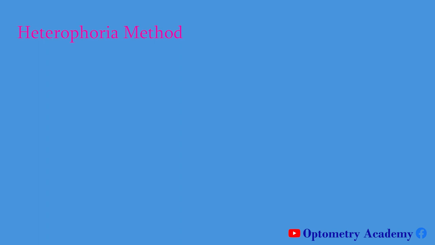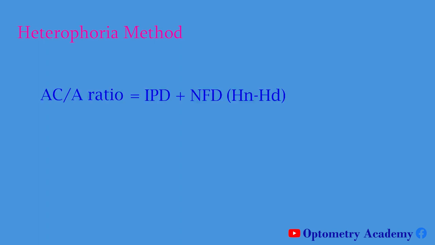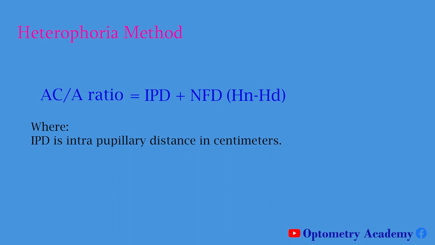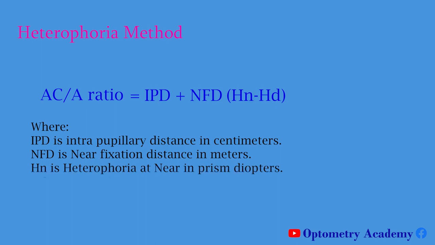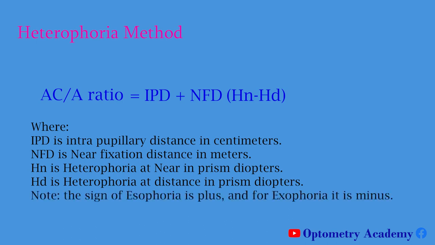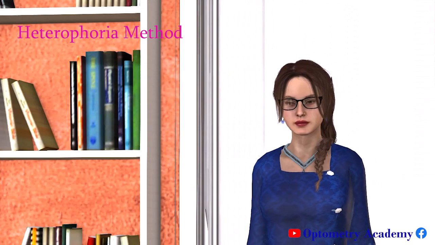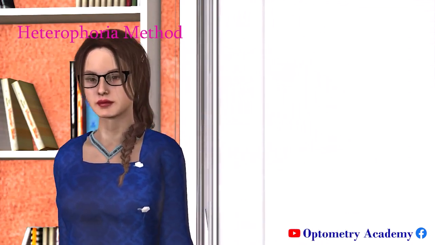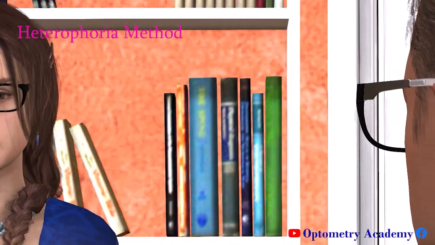AC by A ratio is determined by using the formula where IPD is interpupillary distance in centimeters, NFD is near fixation distance in meters, HN is heterophoria at near in prism diopters, HD is heterophoria at distance in prism diopters. The sign of esophoria is plus, and for exophoria it is minus. Let us understand the whole procedure of heterophoria method with the help of an example.